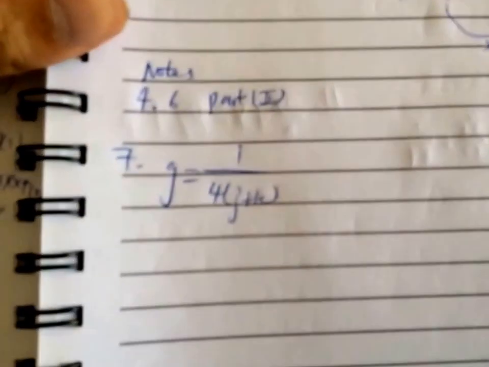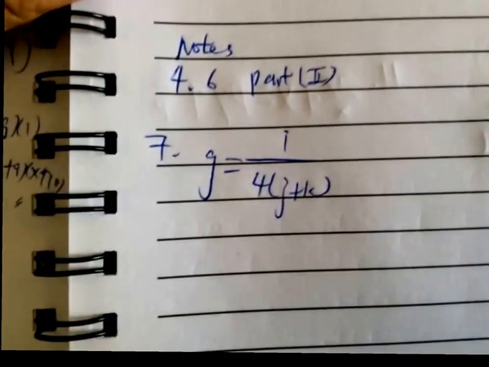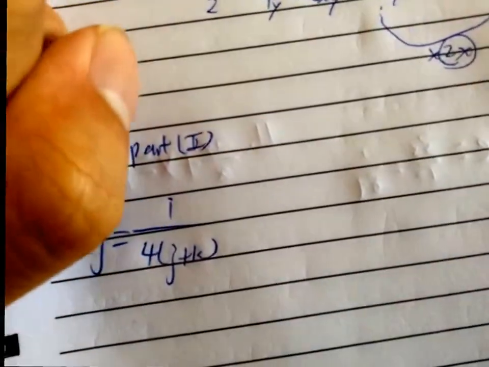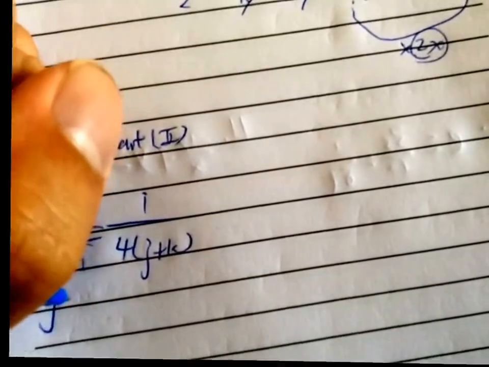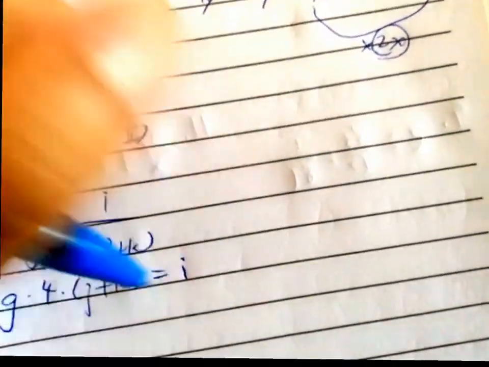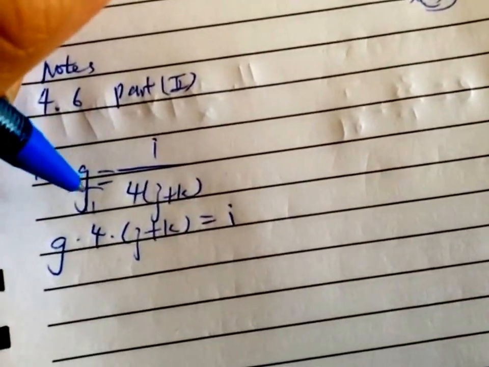Okay, this is part 2, make subjects. I want to make k as the subject of this one. So this is just a fraction. I can use cross multiplication. That means g times 4 times j plus k is equal to I. 1 times I.